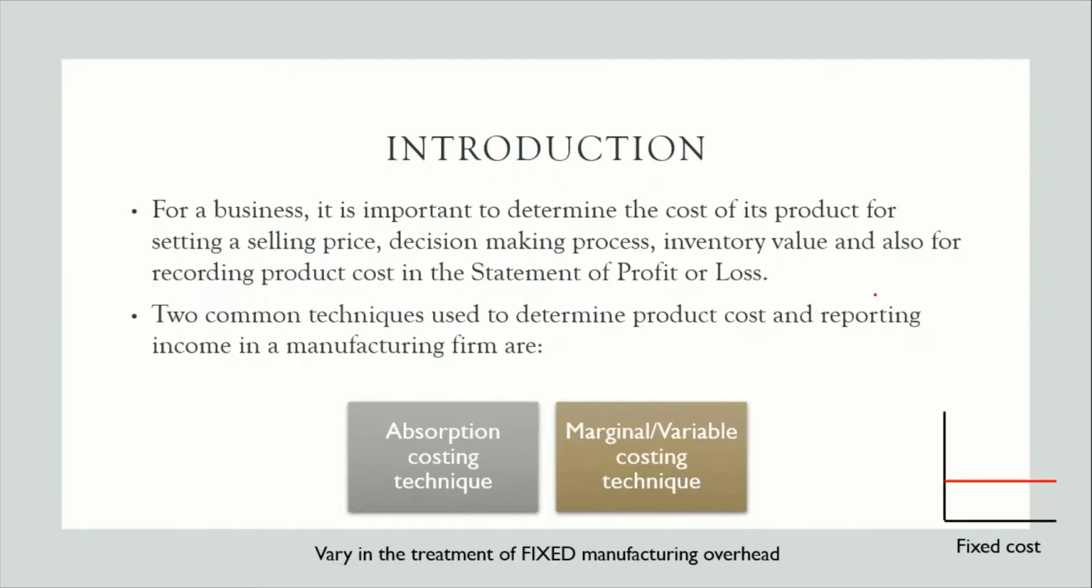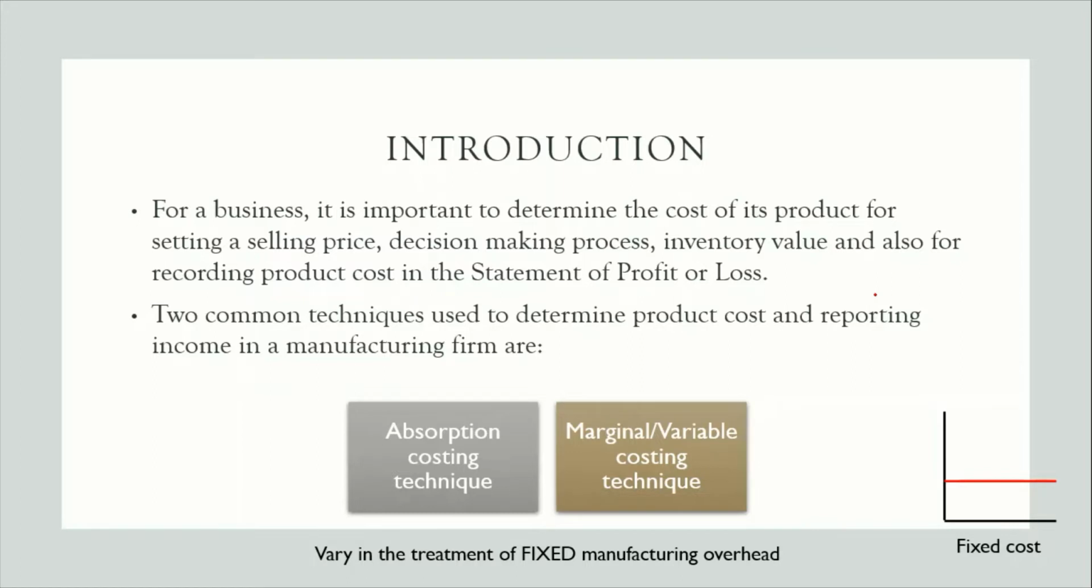Introduction. So for a business, it is important to know the cost of its product. From there, you can set the selling price, you can make decisions, you know the inventory value, and also record the cost in the statement of profit or loss. The common methods used in determining the product cost are either absorption or marginal costing.